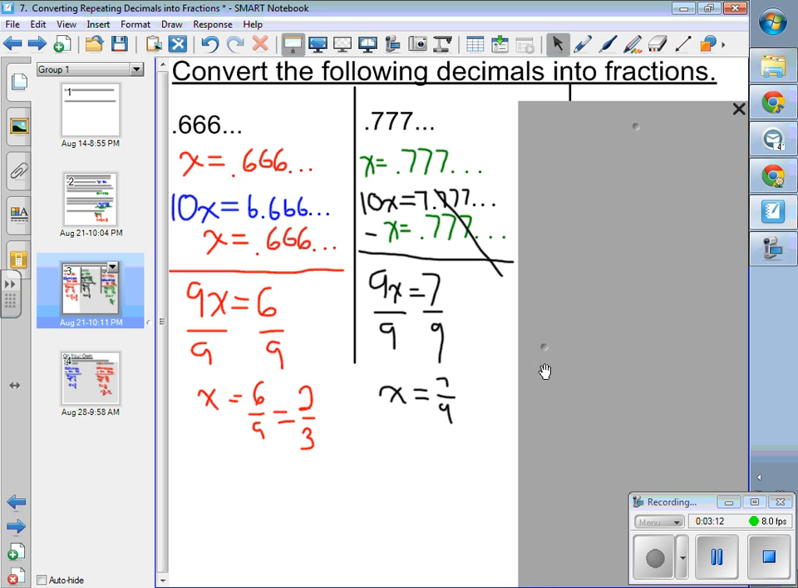All right, on to our next one. We have 0.7 repeating. So x is equal to 0.7 repeating. We multiply both sides by 10, and we get 10x equals 7.7 repeating. And we subtract x equals 0.7 repeating, and we get 9x on one side and 7 on the other side. So we divide both sides by 9. We're left with x equals 7 over 9.